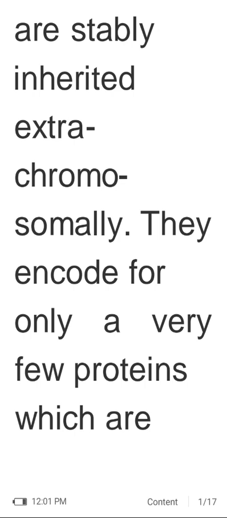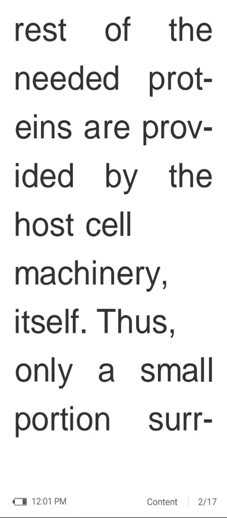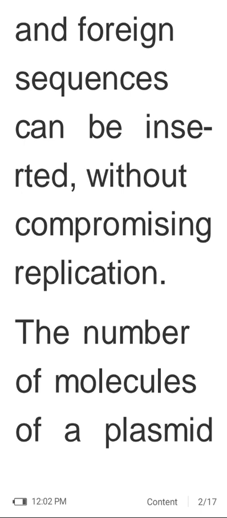They encode only a very few proteins which are required for their own replication. These protein-encoding genes are located very close to the origin of replication site. The rest of the needed proteins are provided by the host cell machinery itself. Thus, only a small portion surrounding the site is required for replication. Hence, parts of a plasmid can be deleted and foreign sequences can be inserted without compromising replication.